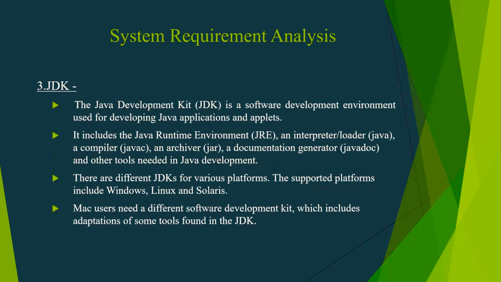Third is JDK. JDK is Java Development Kit. It is a software development environment used for developing Java applications and applets. It includes the Java runtime environment, an interpreter, a compiler, an archiver, a documentation generator, and other tools needed in Java development. There are different JDKs for various platforms. The supported platforms include Windows, Linux, and Solaris. Mac users need a different software development kit, which includes adaptation of some tools found in the JDK.